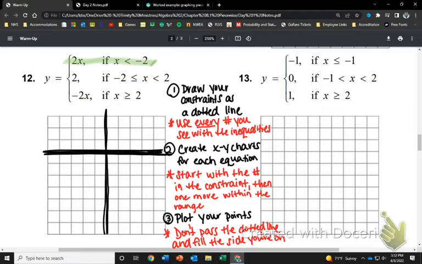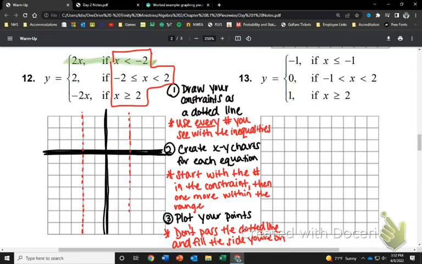We have 2x if x is less than -2. So that's my first constraint. Remember, the constraints are whatever is with your inequality. That's these numbers over here. And I actually have 2 -2's. Not that we have to do anything special with that, but I'm going to go ahead and draw my constraint line on -2. But then I also have 2 +2's, so I'm going to go ahead and fill that in too.